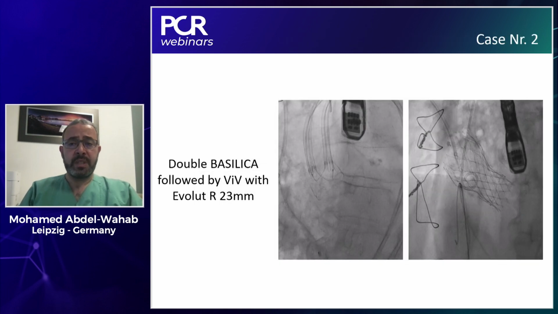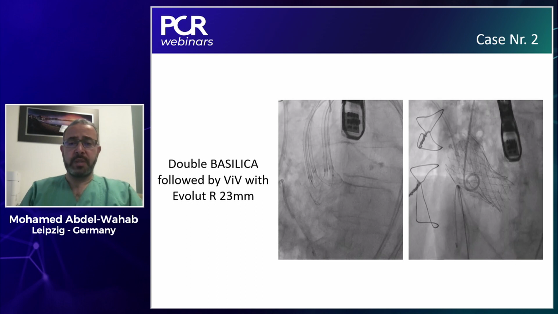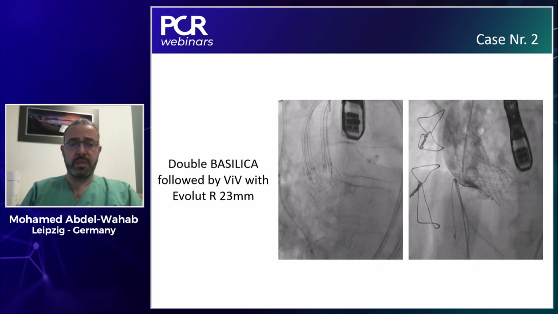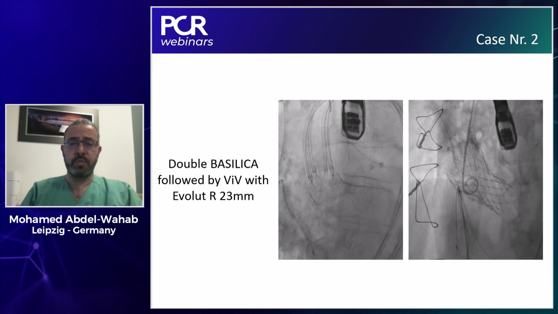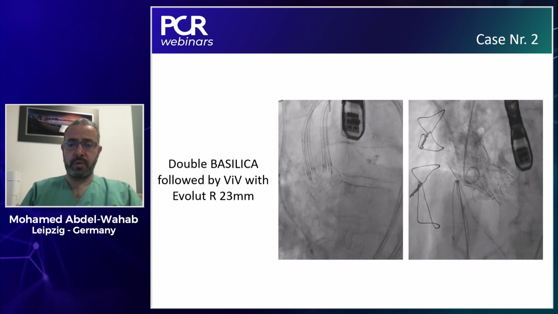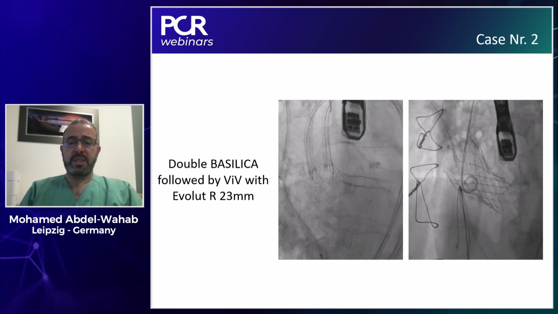So this is what we did to case number 2. We thought both coronaries are at risk. So this patient was treated by a double BASILICA, as you can see here, followed by implantation of a self-expanding device with maintenance of coronary flow. Of course, this is a complex procedure.